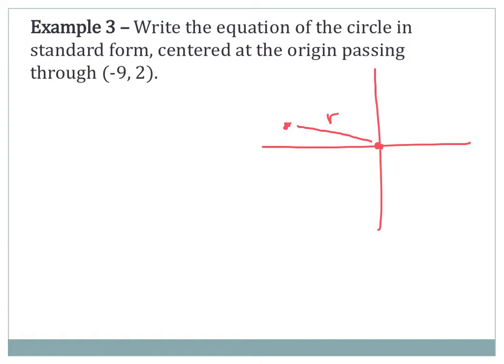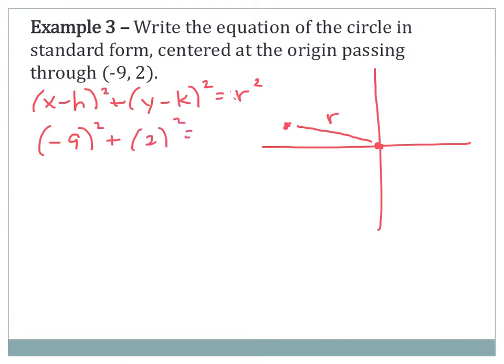So what you can do here, you've got (x - h)². This doesn't have to be a complicated process. We know h and k, centered at the origin, it means 0, 0. And we know a value for x and y, which is (-9, 2). So I'm going to substitute in. So (-9)². I can put the 0 in, but it's really not necessary. Plus 2² equals r². And what we're going to find is r squared. And you've got 81 plus 4 equals r squared. So 85 equals r squared.